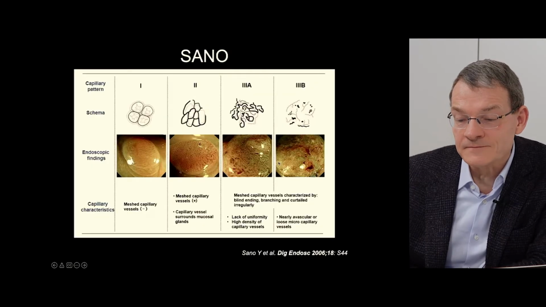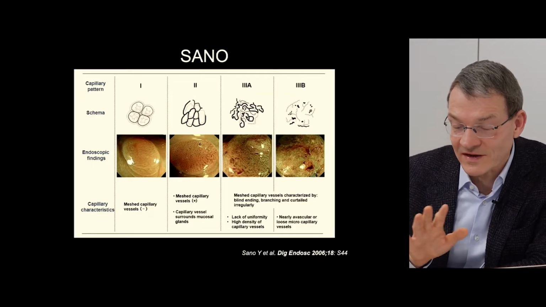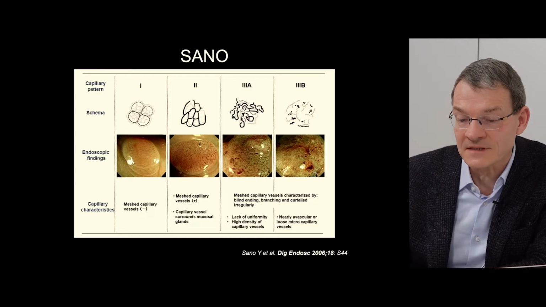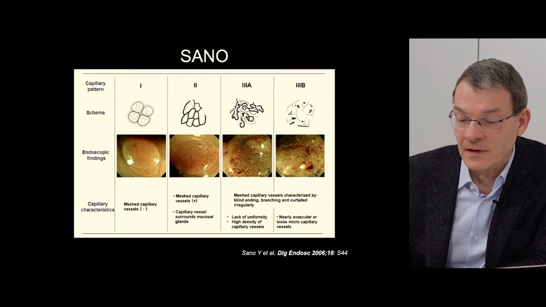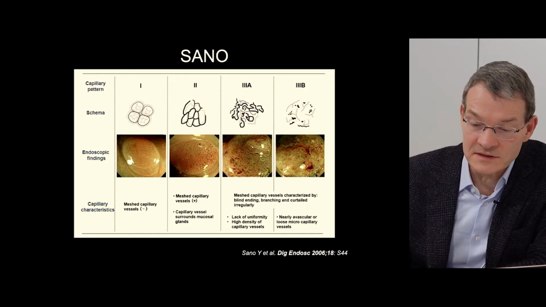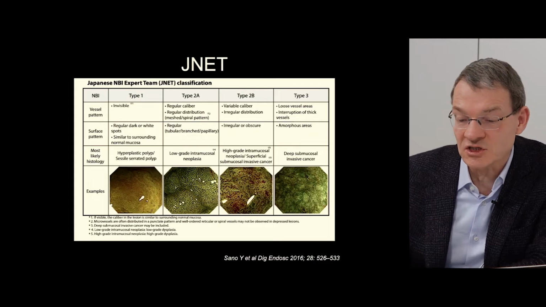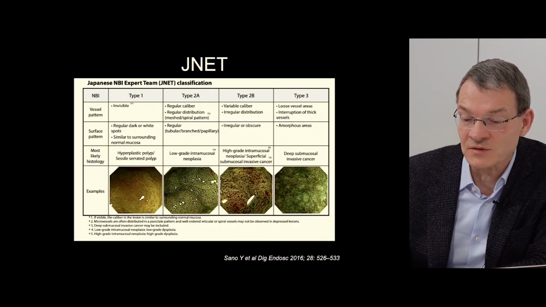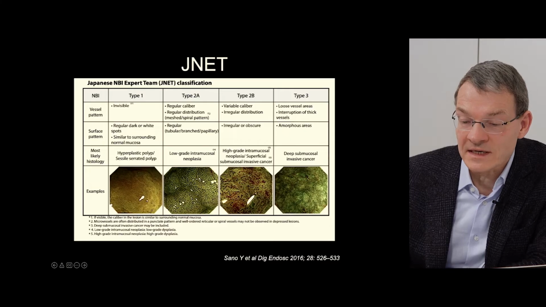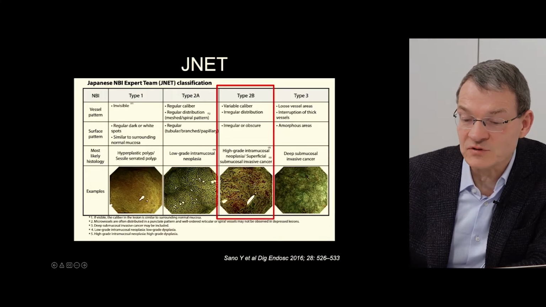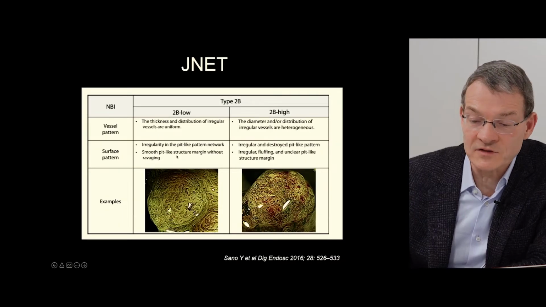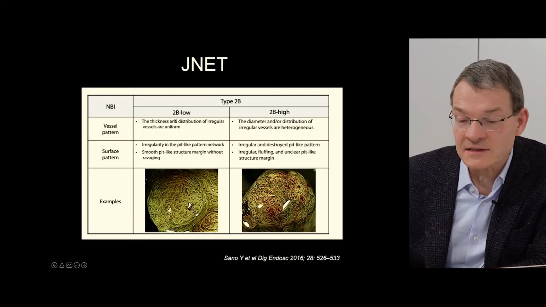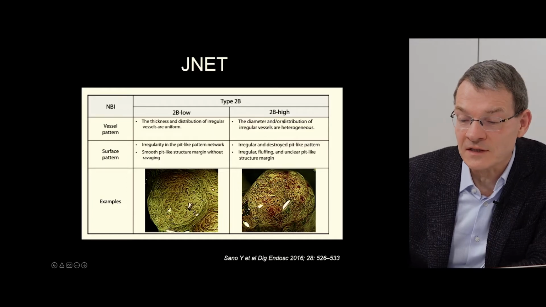Okay, so let's come now to the vascular pattern. So the Sano classification, I like this classification very much. It only focuses on the vessels. I don't want to go through it now, because nowadays we should use the JNET classification. But as I mentioned before, when it comes to JNET type 2B, there is already a published paper differentiating between JNET 2B low and 2B high.